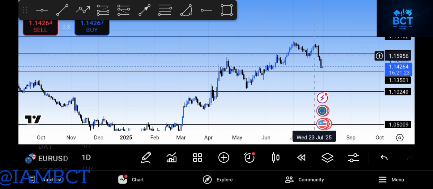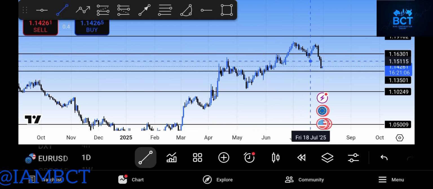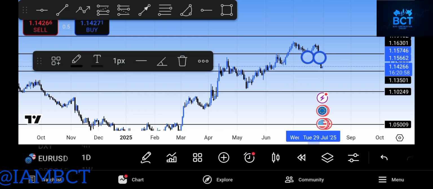So I'm looking for an entry from this area now, because as you can see, price broke out of this resistance with a big volume. So what validates the movement for us is the volume. What validates a break of structure for us is the volume that price used to break the structure down out of the resistance zone.